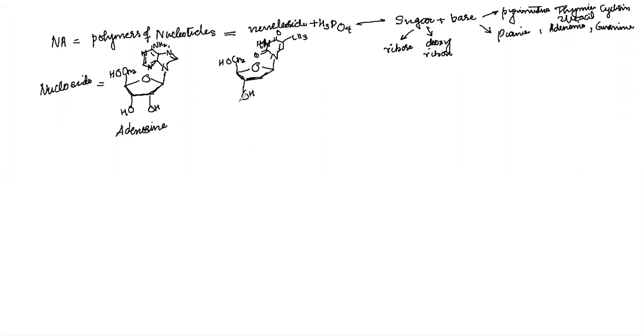Now this is deoxyribose sugar. So we can write deoxythymidine. Similarly, you can draw any of these nucleoside structures. So these are just the structures of two nucleosides. Okay.